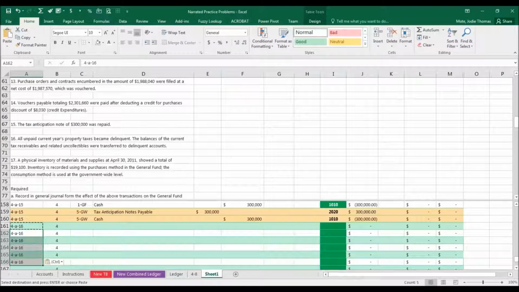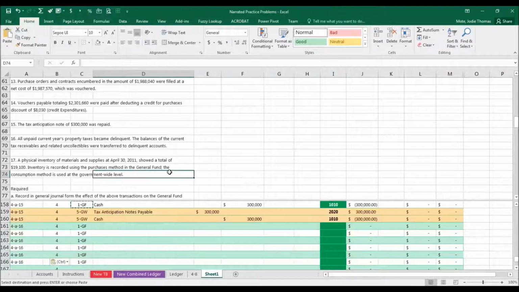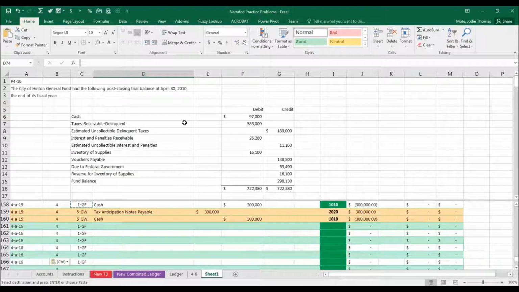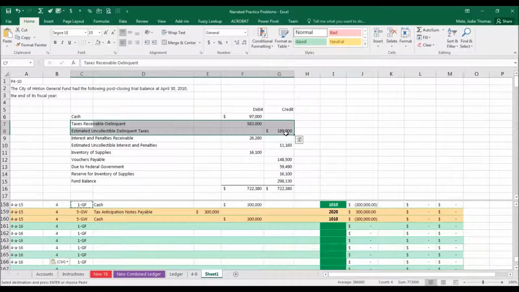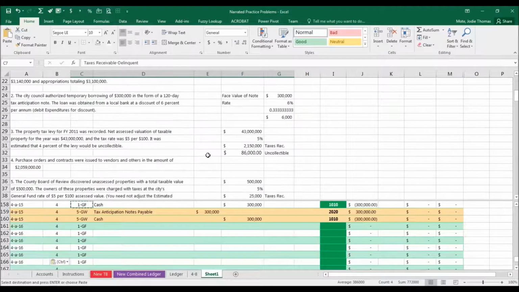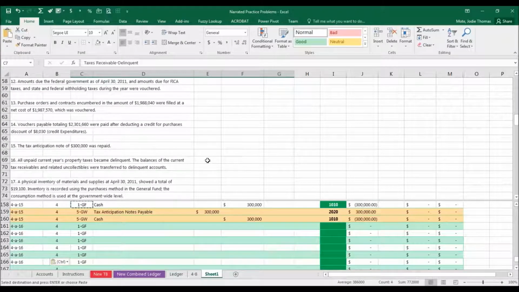Again, when you hear the word balances, or the entire balance of something had something done to it, you're going to need to at least check to see if your beginning balance, which is at the top of this problem, had a balance for that account. As I mentioned earlier, all your accounts were reclassified as delinquent. So there is no current balance for taxes. There is no beginning balance for taxes receivable current, because they all became delinquent as of the end of the prior year.